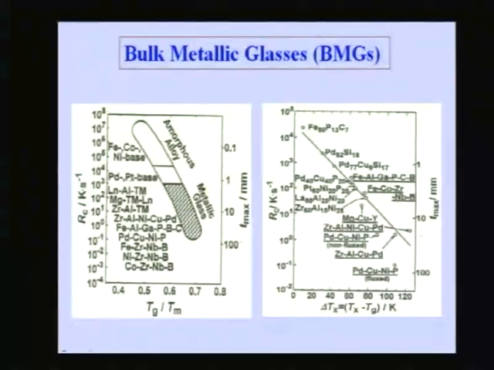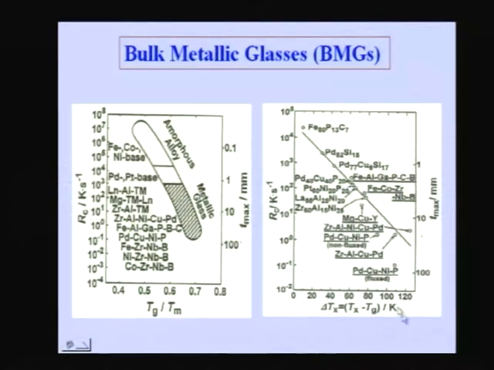Correspondingly, the thickness keeps increasing as you increase Tg by Tm. If the TRG increases, then you can see the T max increases. A number of systems have been shown here as examples: cobalt based, nickel based, iron based, palladium based. The best alloy is the palladium copper nickel phosphorus alloy, which has a T max of the order of 100 millimeters, which people have obtained very easily.